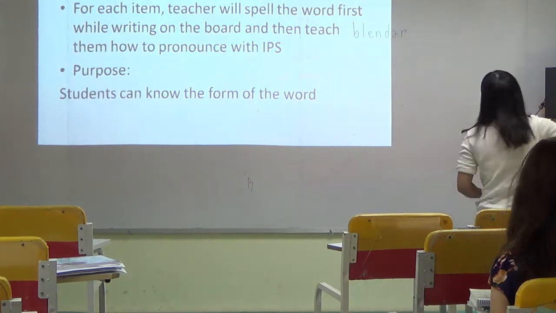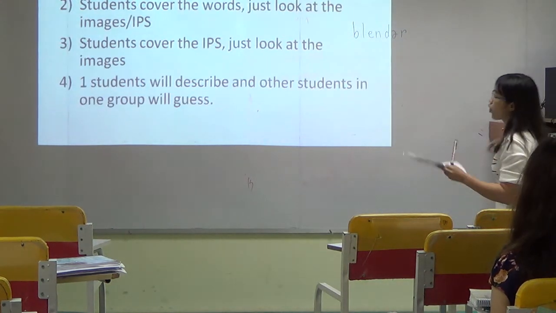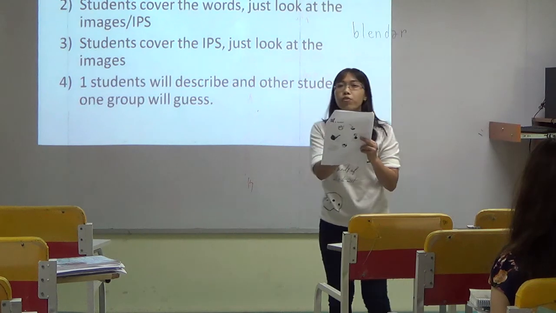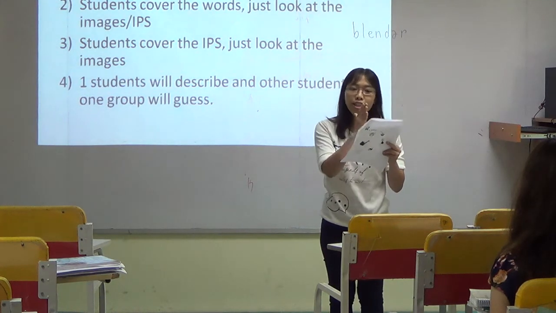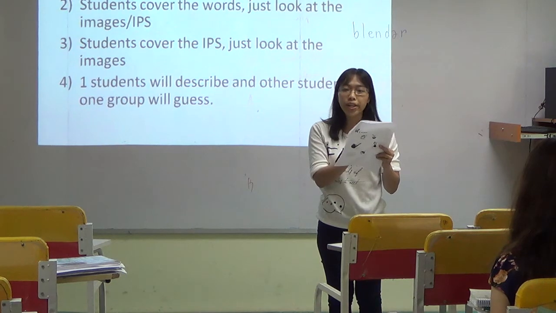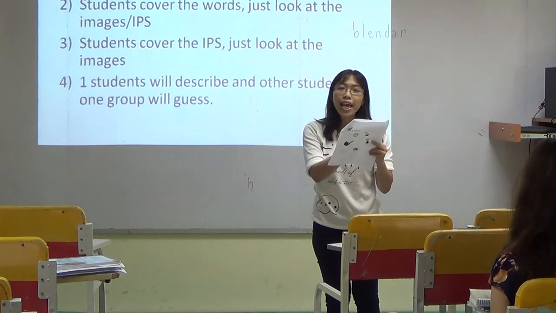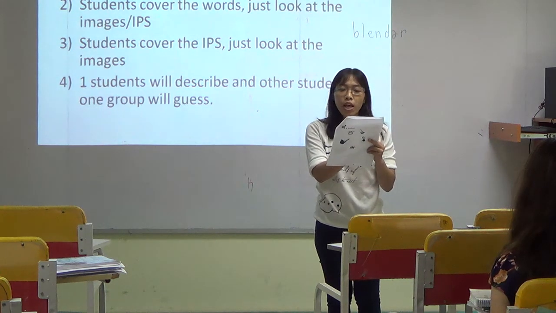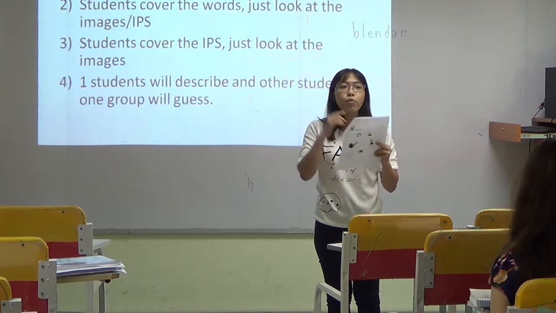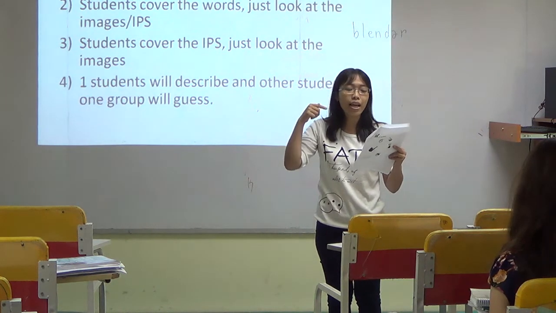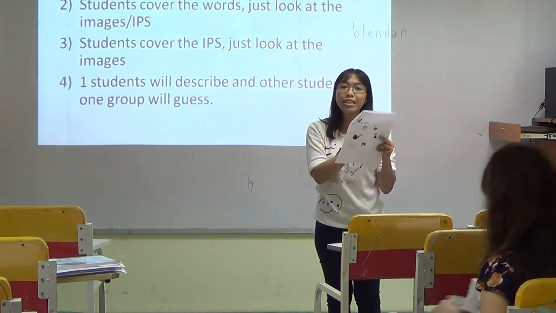They will have four times to repeat this word. The first time, they will look at three columns, the image, the IPA, and also the vocabulary, to read. The next time, they will cover the vocabularies. Just look at the IPA and the image. At this stage, they can recognize the sound.